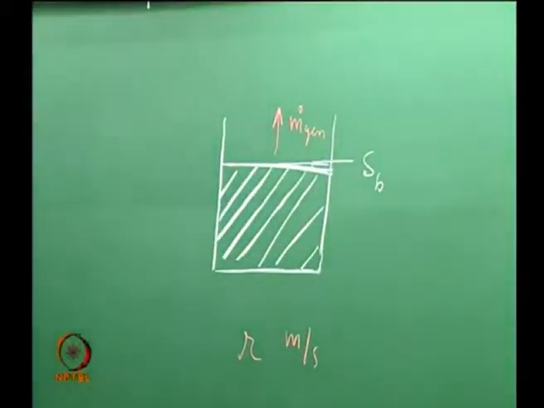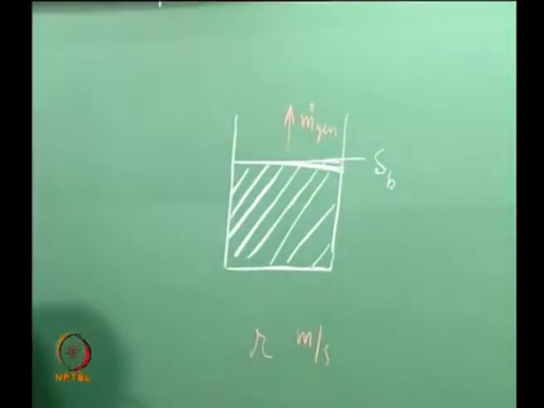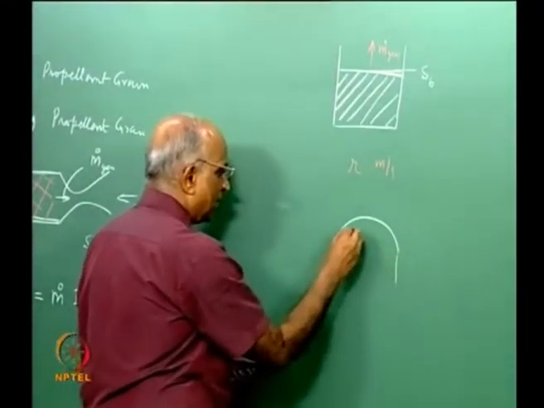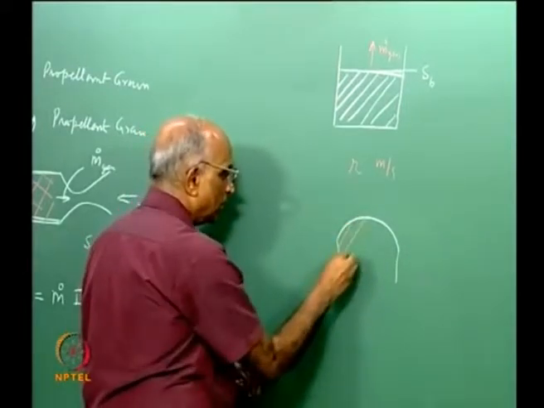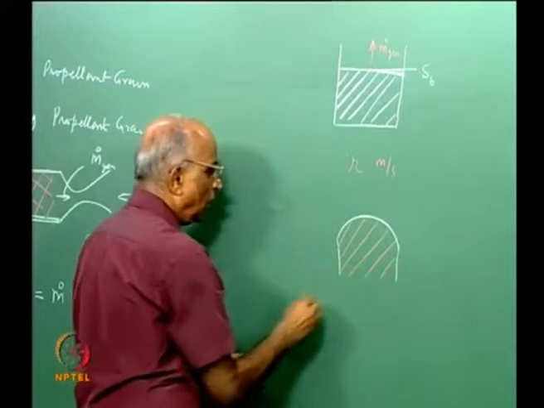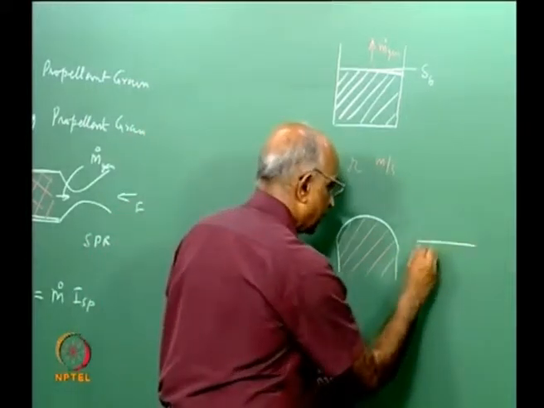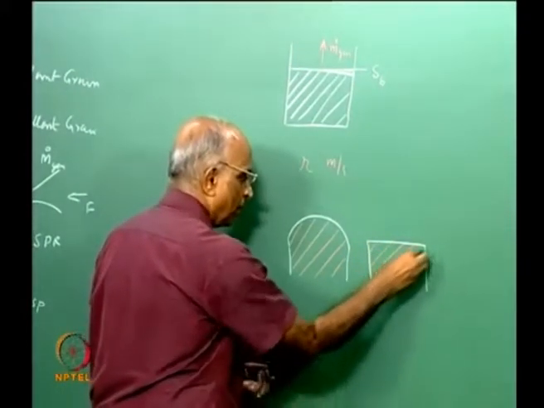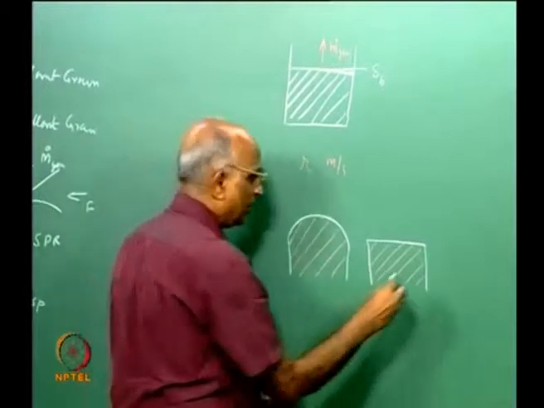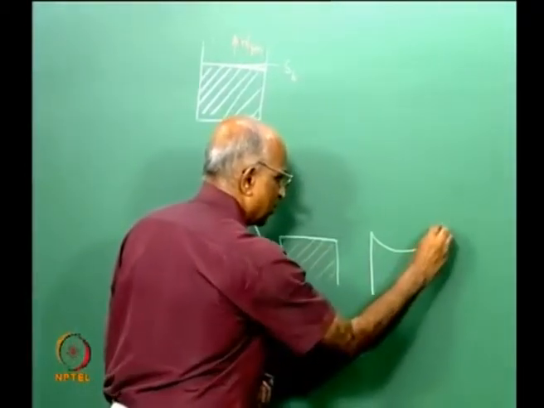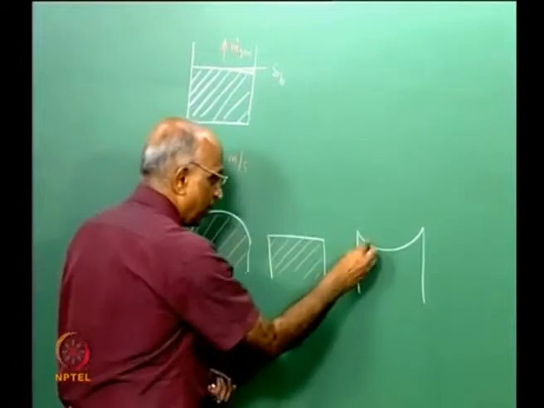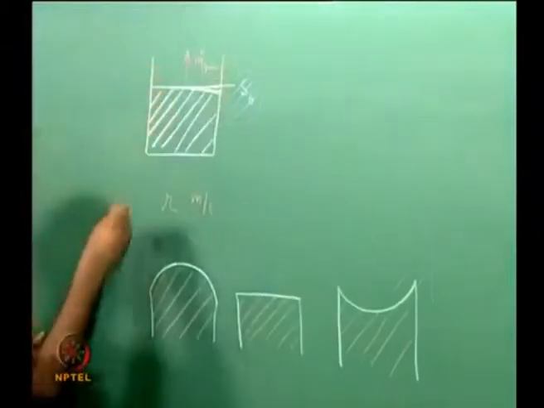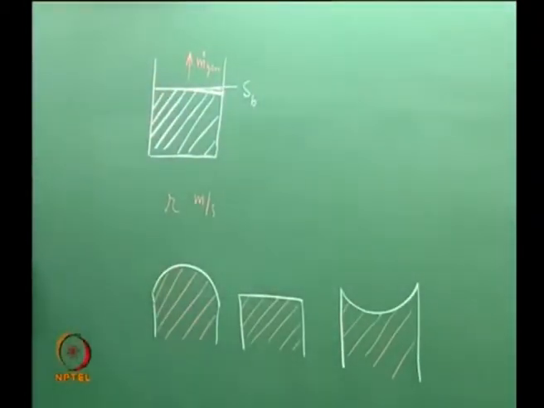What is this rate? Let's spend some time on it. Supposing I have a surface which is like this, let us say a convex surface, and this is the propellant over here, or the other example I can take is a flat surface of a propellant, or the other extreme is I take a concave surface, something like this. I could have different configurations, or I could have a hole right through. Let me consider these cases.